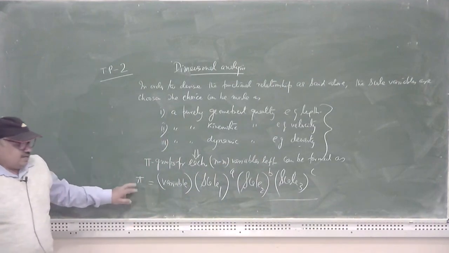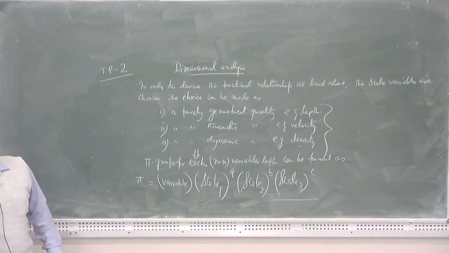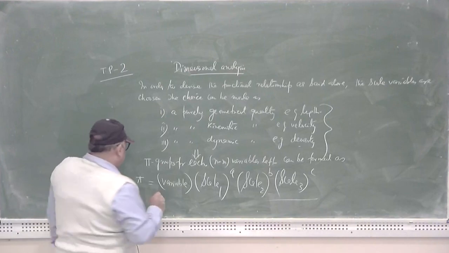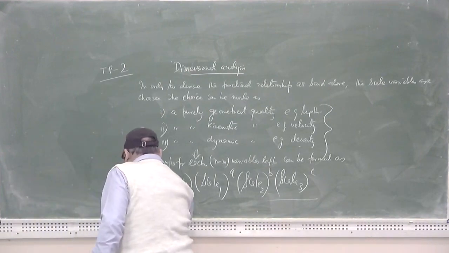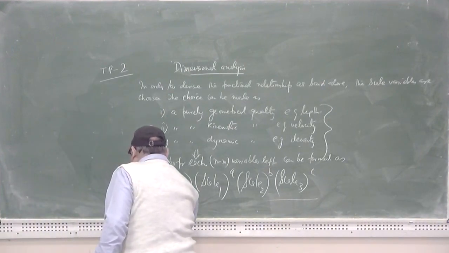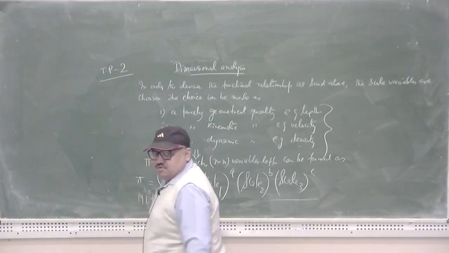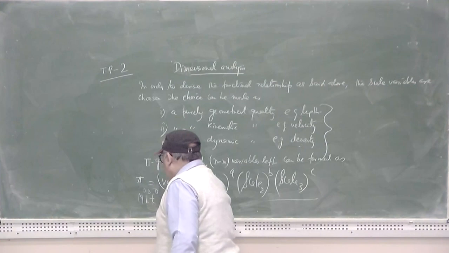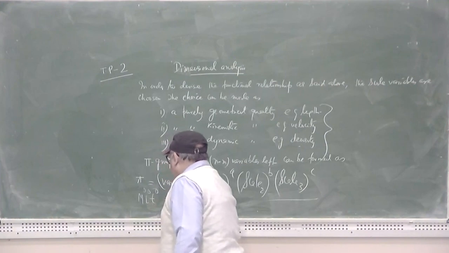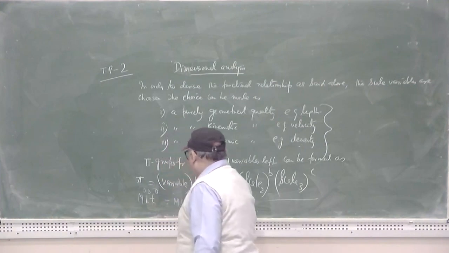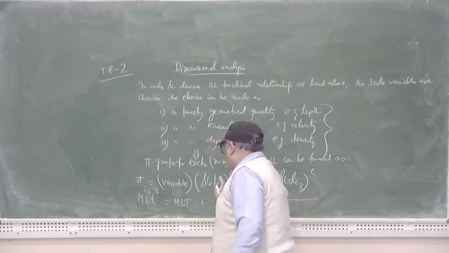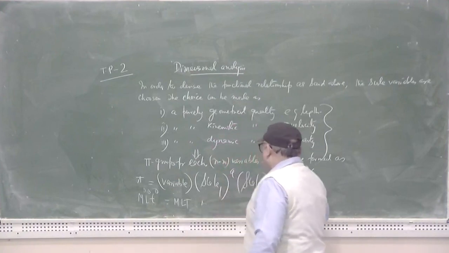Now, in principle, because pi is a dimensionless group, it has no dimension. So, this should be taken as M raised to the power 0, L raised to the power 0, T raised to the power 0. That should be equal to the dimension of the variable into scale variable 1, MLT raised to the power a, raised to the power b, raised to the power c.